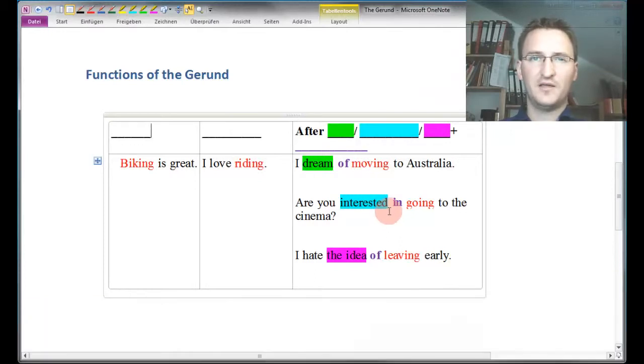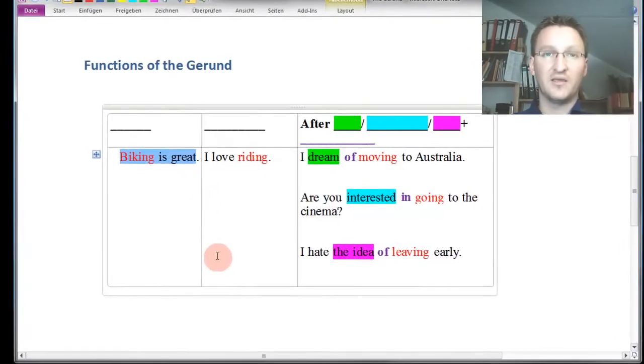Now, let's take a look at the functions of the gerund. Interestingly, the gerund can serve a lot of functions in a sentence. Take a look at the following sentences to find out which functions it actually can take. What about biking is great?